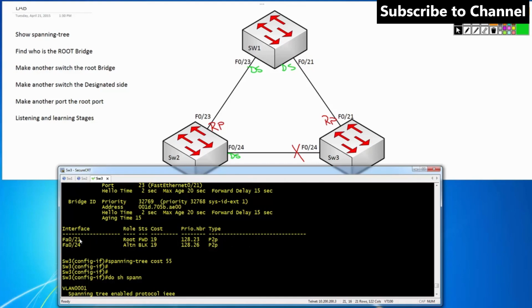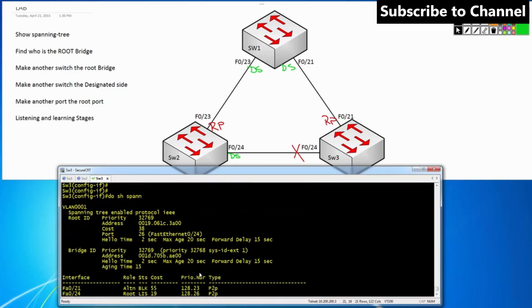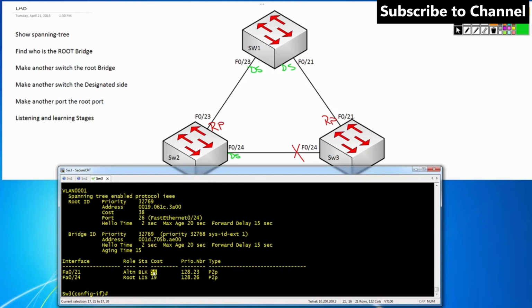So before, we had 21 as the root port, which is this port going up to switch 1, which makes sense. But I gave it a higher cost. It's now 55 to go this way, from switch 3 to switch 1. To go from switch 3, 2, and 1, it's now a cost of 38. You see that? So that's why this port eventually started going through the listening stage. Not because we changed the cost, but because you altered who was going to be the root port by the cost that you created.